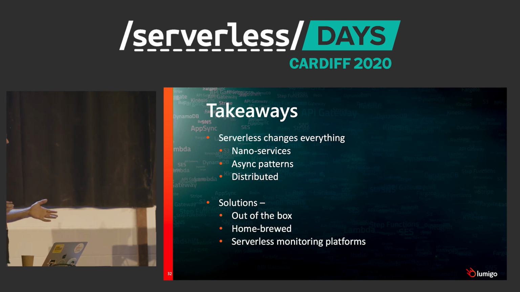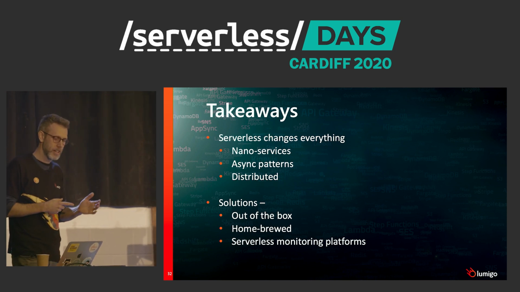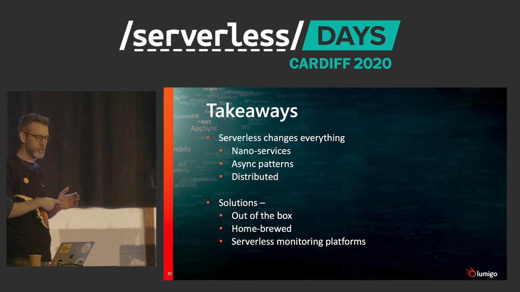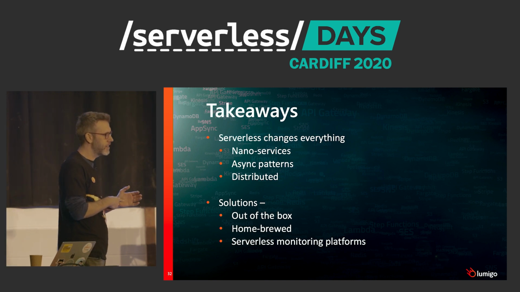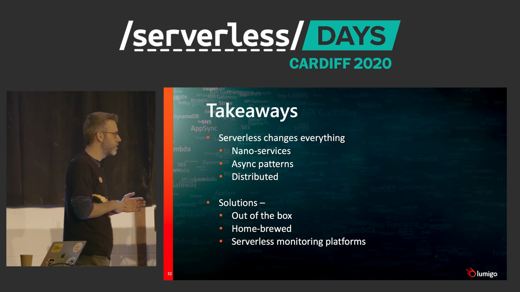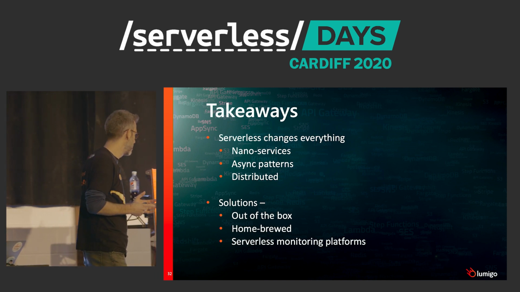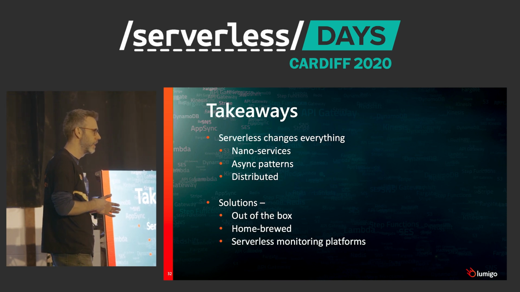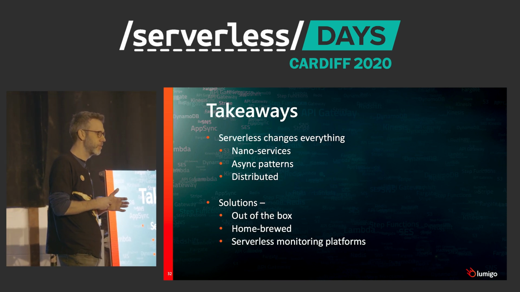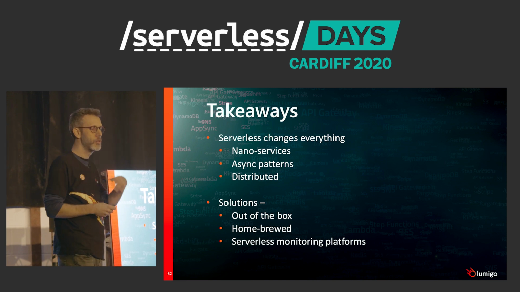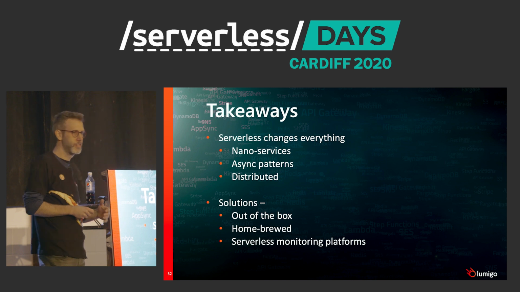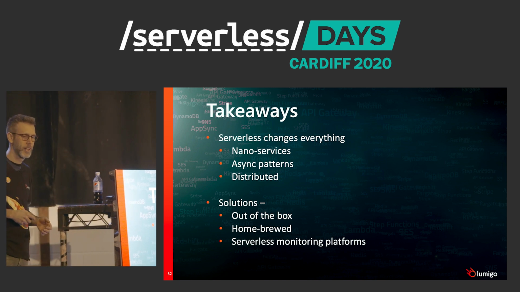That's it. The main takeaways that we talked about is how serverless changes everything. We're going to nanoservices. We have a lot of asynchronous patterns, and your system is highly distributed. And we talked about the 3 different solutions which you can use: the out-of-the-box AWS solutions, the homebrewed, which you add to your own code, and the SaaS platforms, which give you all of this automatically.